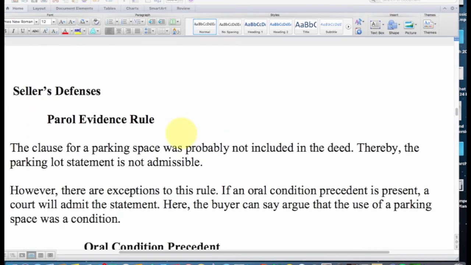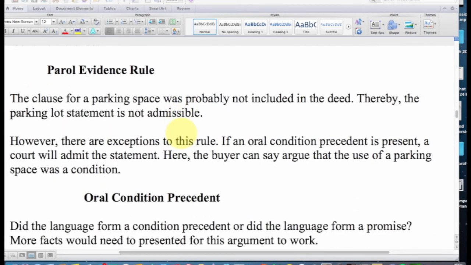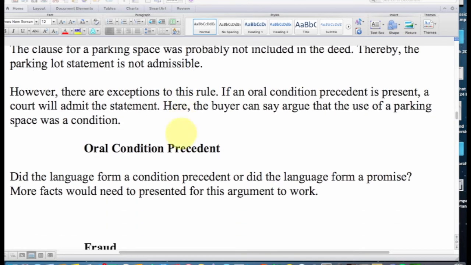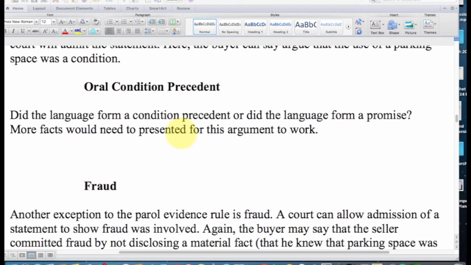Now let's move on. Let's see the seller's defenses and the parole evidence rule. I'm thinking that the clause for a specific parking space was probably not included in the deed, and it could be that the seller could say, "Hey, it's not going to be admissible." And some of you can already say, "Hey, look, there's exceptions to that." And one of them, of course, is the oral condition precedent. It can be admitted, but I want to know this: was the language sufficient to form a condition, or was it a promise? That's going to be important. We need more facts on that.